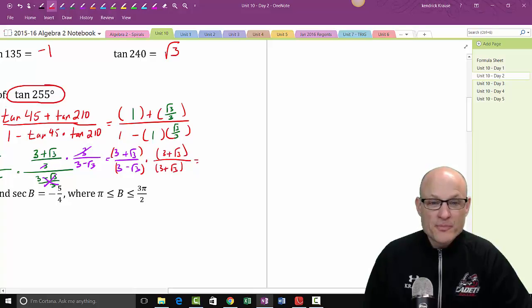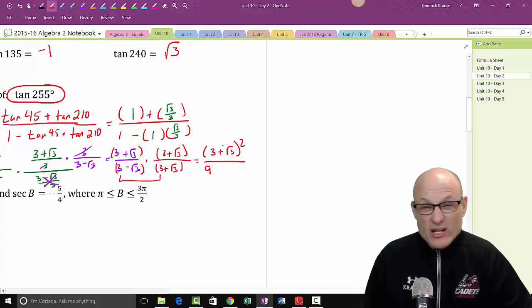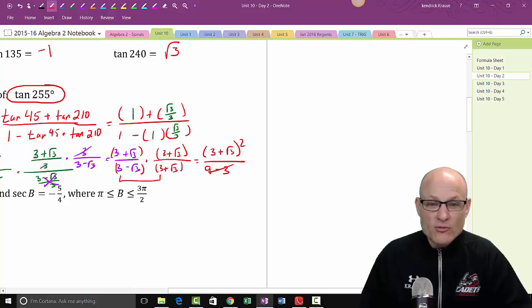So the numerator, I'm just going to rewrite as 3 plus square root of 3, squared, all over. Now the denominator, this is 9. Now the reason you do conjugates is because all the inside and outside stuff cancels. 9 minus 3, which is just 6. So there's my answer.